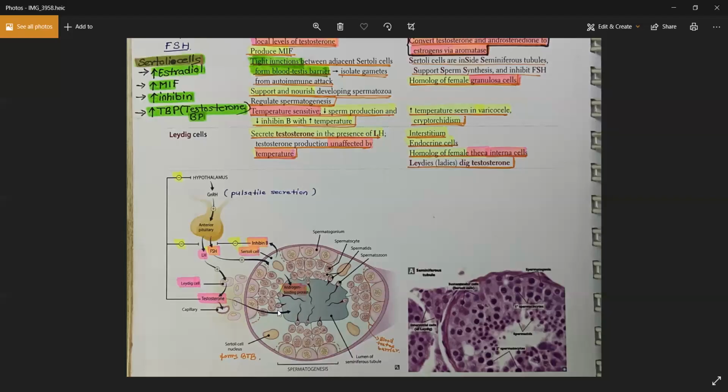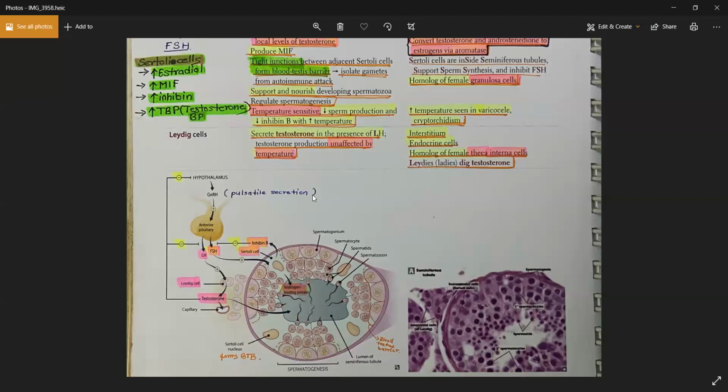Now, the inhibin which is released by Sertoli cells will send a negative feedback to the anterior pituitary that causes the inhibition of the FSH, and as a result, the Sertoli cells won't get activated. They won't release the androgen binding protein, and you won't get an increased concentration of testosterone, and as a result, no maturation will happen.